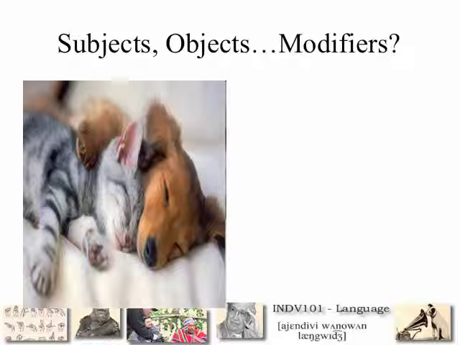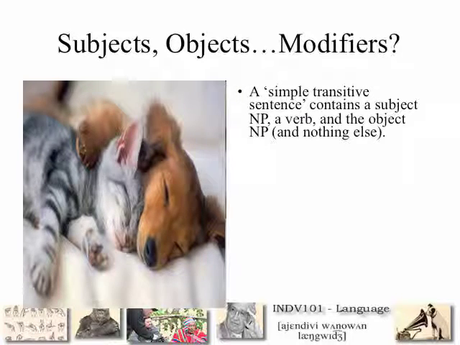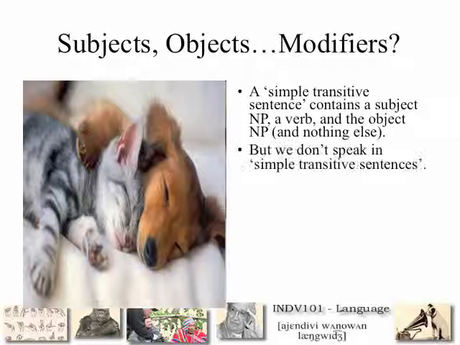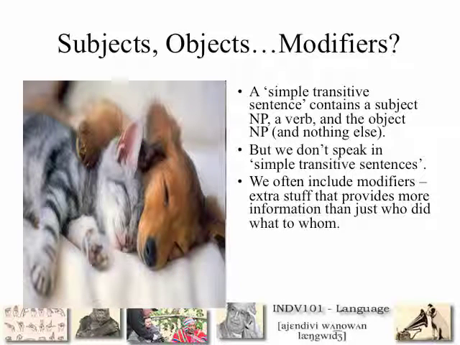So we've talked about subject and objects. What about modifiers? So far we've only looked at simple transitive sentences, and they contain a subject noun phrase, a verb and an object noun phrase, and nothing else. But that's really not the way we talk. We don't speak in simple transitive sentences. We include tons of other words which provide extra information, like what kind of thing the subject NP is. Not just the puppy, but the fluffy puppy or the funny puppy.